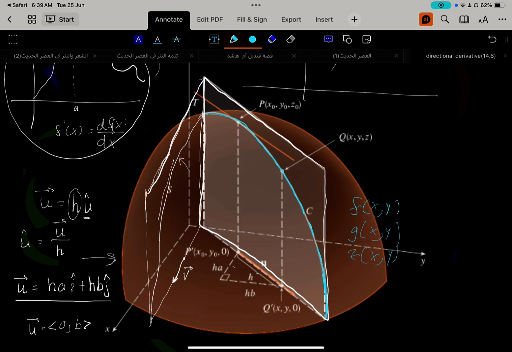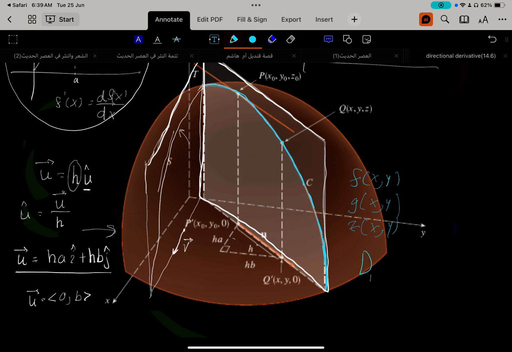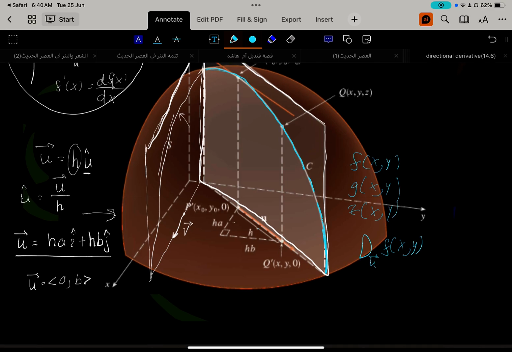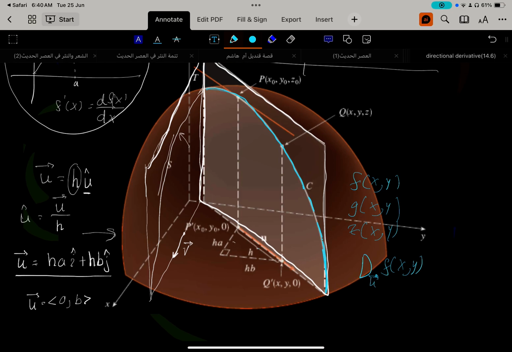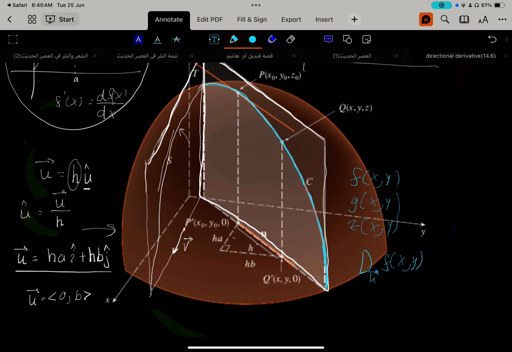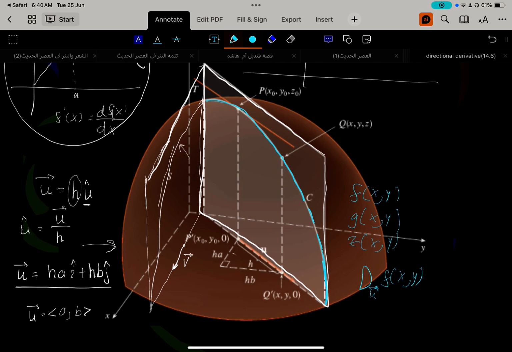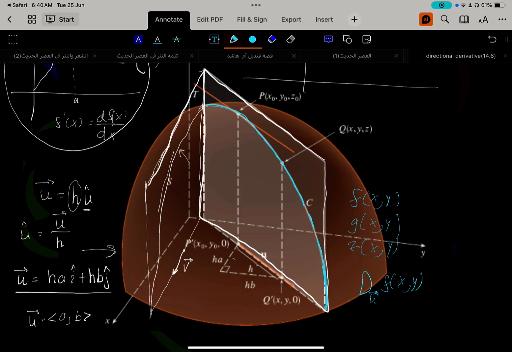The thing is that the directional derivative in the direction of vector u of f of x, y is basically the slope of this function. The slope of f of x, g of x, z of x, whatever. Now maybe someone would be asking, can I find the second directional derivative? Well, that's a good question, and we're going to try to answer that. If not, we could have a different video for that.